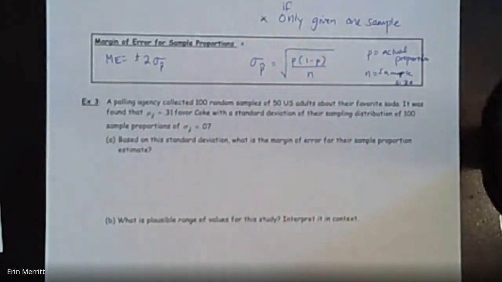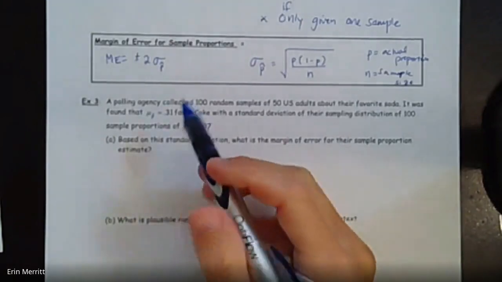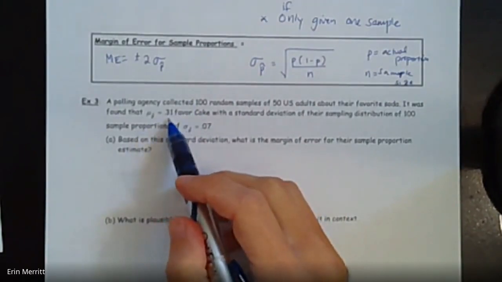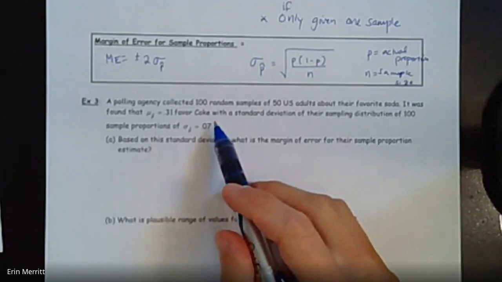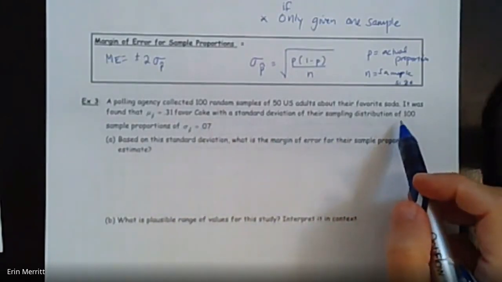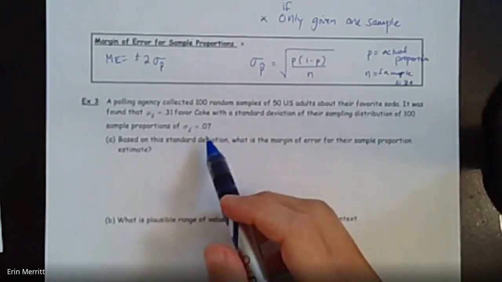And you're trying to extrapolate to the whole population. That's when you would need this, all right? So when it says here, the polling agency collected 100 random samples of 50 US adults about their favorite soda, it was found that the mean of the sample proportions is 0.31 that favor Coke, with a standard deviation in their sampling distribution of 100 samples to come out as 0.07.